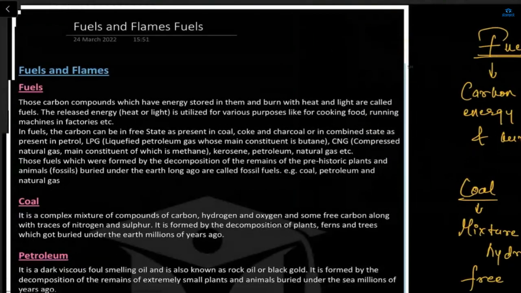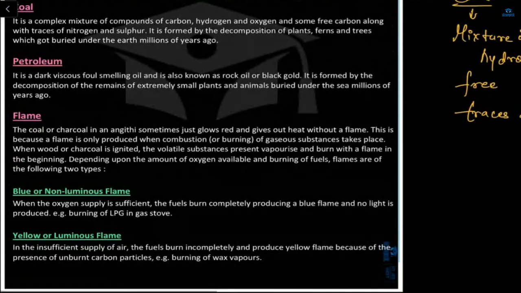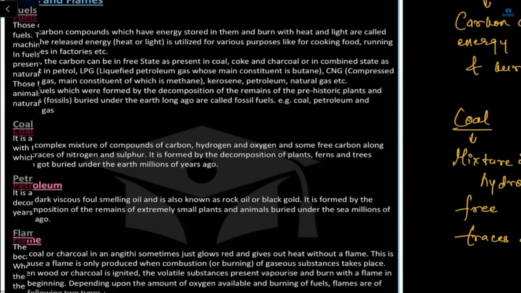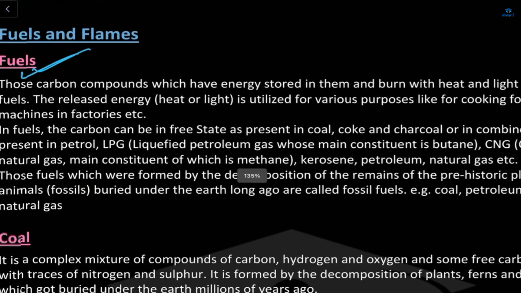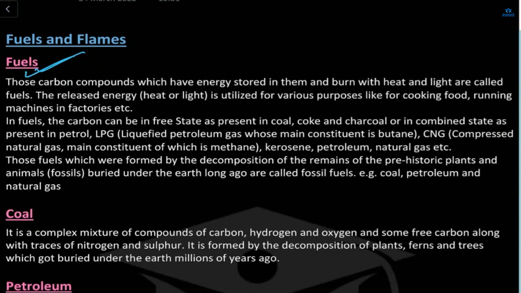Next is fuels and flame. Fuels: coal, petroleum. Flame: blue, non-luminous flame; yellow, luminous flame. Now what is fuels? Ma'am, carbon compounds have energy stored in them, and when the bonds are made to break, the energy gets released, and then they can be used as fuels. Okay, Ridhima, any idea what is fuels?